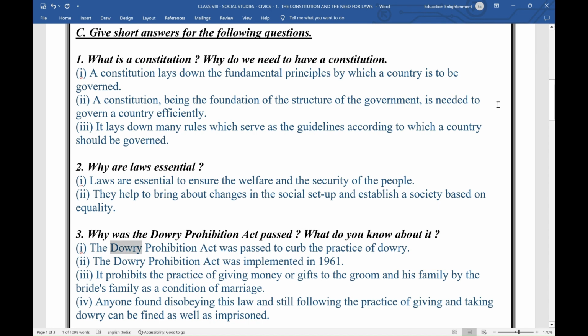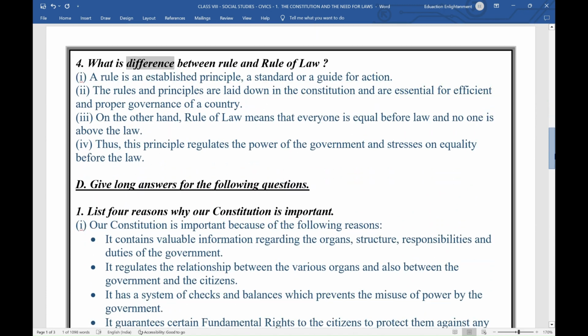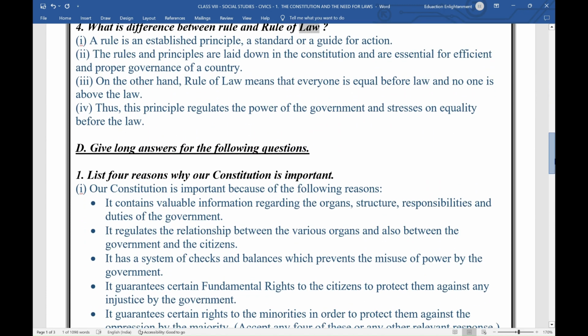I. The Dowry Prohibition Act was passed to curb the practice of dowry. 2. The Dowry Prohibition Act was implemented in 1961. 3. It prohibits the practice of giving money or gifts to the groom and his family by the bride's family as a condition of marriage. 4. Anyone found disobeying this law and still following the practice of giving and taking dowry can be fined as well as imprisoned.